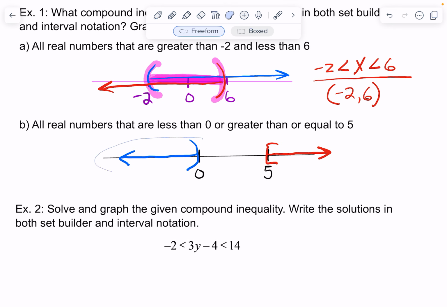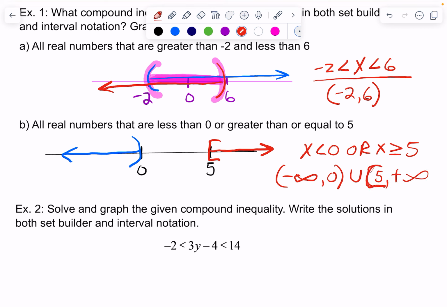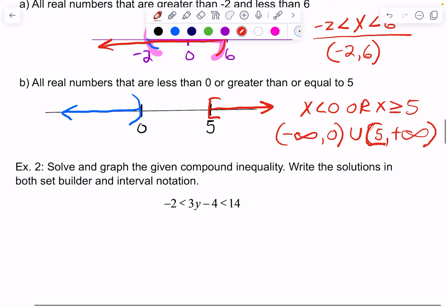So the union of all these solutions would be written as such. X is greater than 0, X is less than 0, or X is greater than or equal to 5. In interval notation, which is much more sophisticated, we're talking about the solutions are from -infinity to 0 in union with bracket 5 to +infinity. All right, awesome. Now, let's go ahead and learn how to solve this.